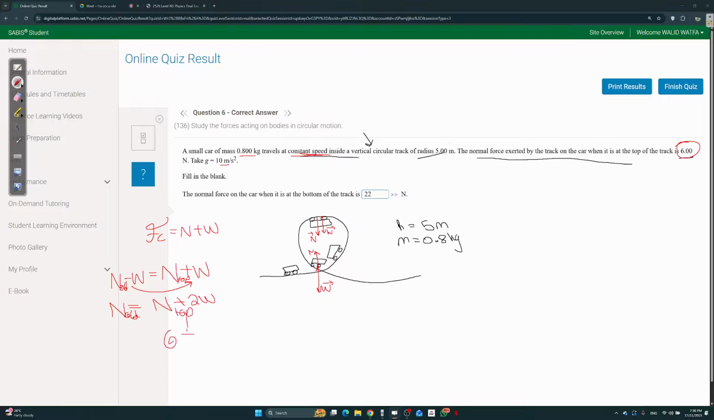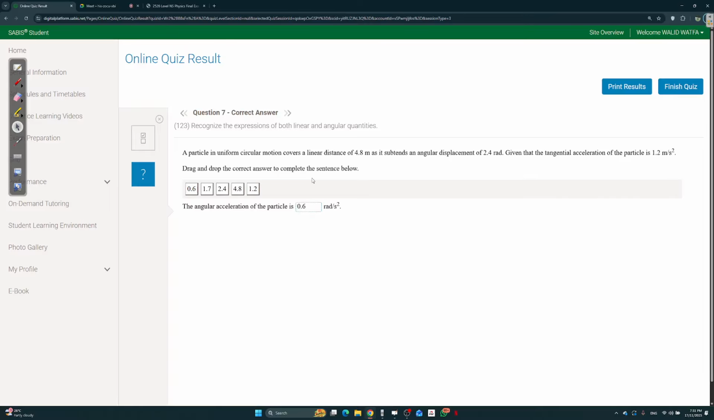So it's going to be 6 plus 2 times 8, and you get 22 newtons. Alright, again, these are all good questions, so they're going to come 100%. A particle covers a linear distance of 4.8. Linear distance, linear means L. There's only one formula that relates L, by the way, and that's L is equal to r theta. So we're going to just keep that in mind.